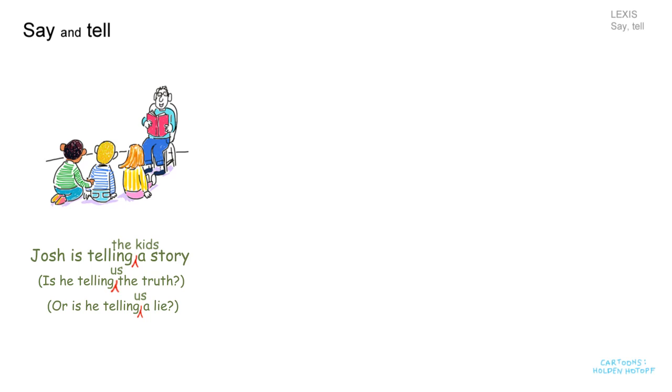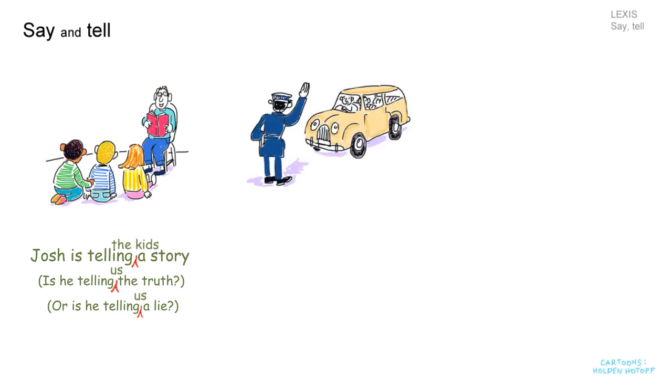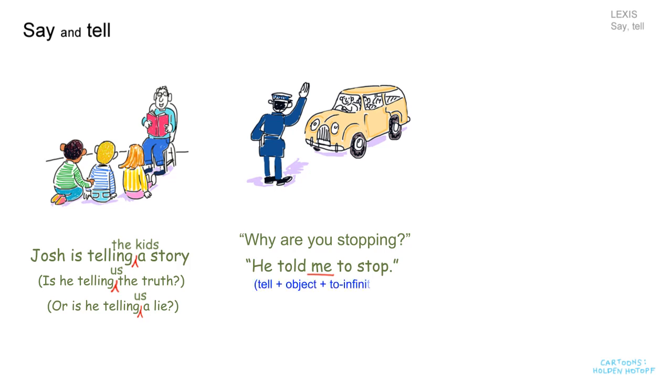Now moving on to the next picture, we have a policeman stopping a car. And the passenger is saying, why are you stopping? And the driver is saying, he told me to stop. He told me to stop. Here you've got to have the object me, so I'll just underline it to make it clear that it's essential. And that the structure there is tell plus the object plus to infinitive.